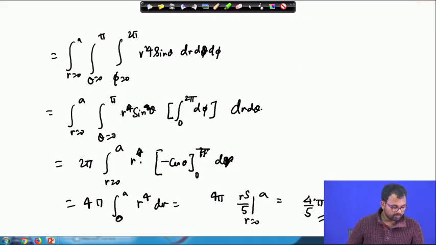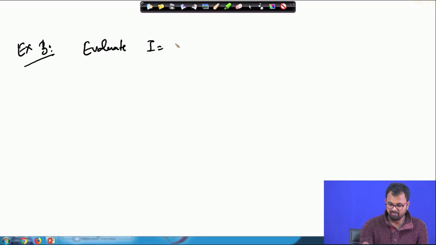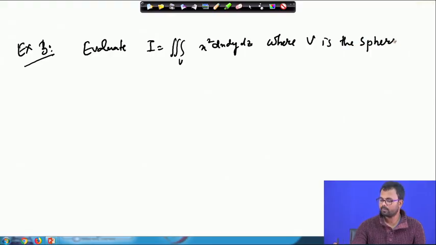So, this was one such example of a triple integral. Similarly, we can also have an example of this type, let us say example 3: evaluate the integral where V is the sphere.